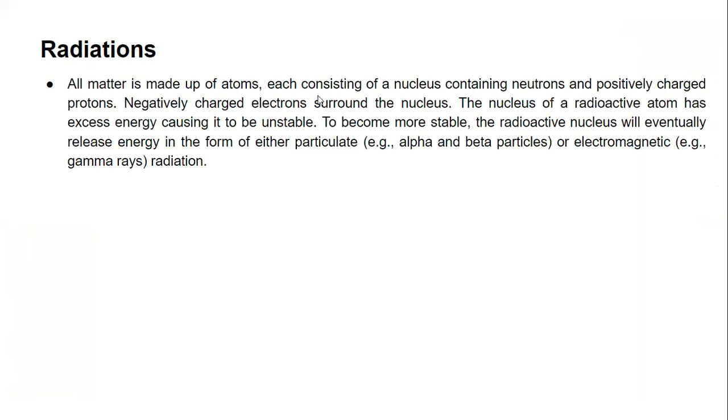All matter is made up of atoms, each consisting of a nucleus containing the neutrons and positively charged protons. Negatively charged electrons surround the nucleus. The nucleus of a radioactive atom has excess energy, causing it to be unstable. To become more stable, the radioactive nucleus will eventually release energy after going through deformation, in the form of either particulate, that is alpha or beta particles, or electromagnetic radiation, that is gamma rays.